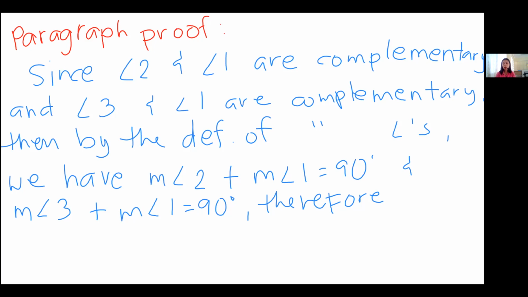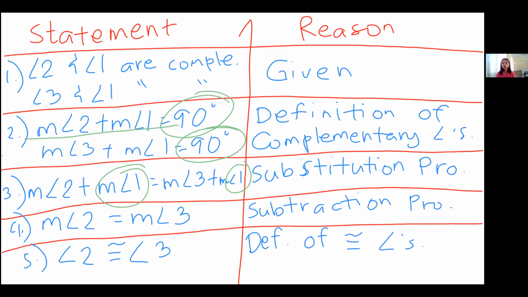'Di ba? Ganon din siya. Same pa rin po siya dito ng ginawa natin. Okay? Para kayong nag-2-column proof, pero in a paragraph form. Kaya mas maganda na naka 2-column proof na lang siya, 'di ba? Kaysa ang haba-haba pa ng sasabihin niyo. Okay? Ayan, so sige po, dito tayo next example. Dito na tayo sa whiteboard magsagot. Para tuloy-tuloy.